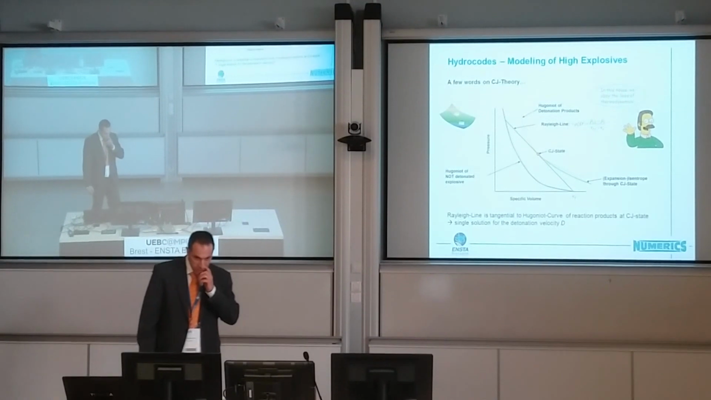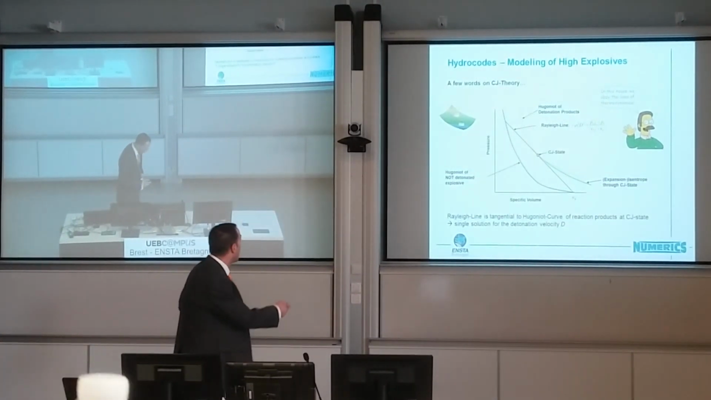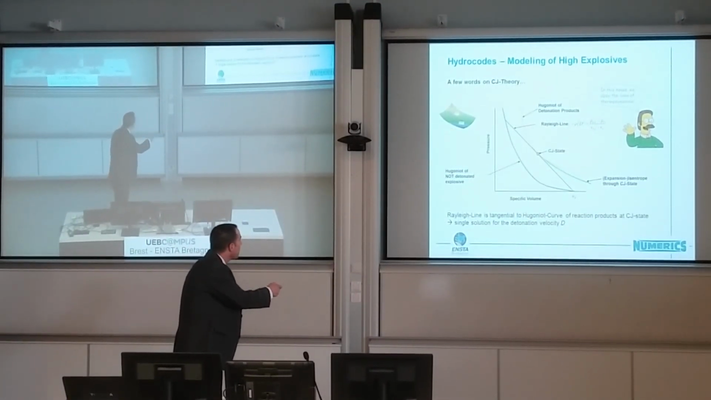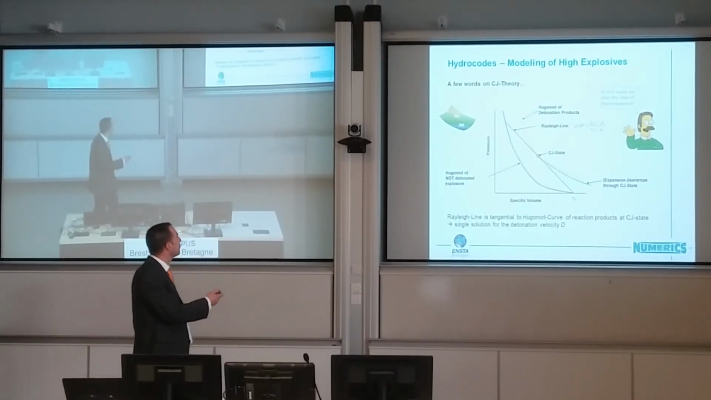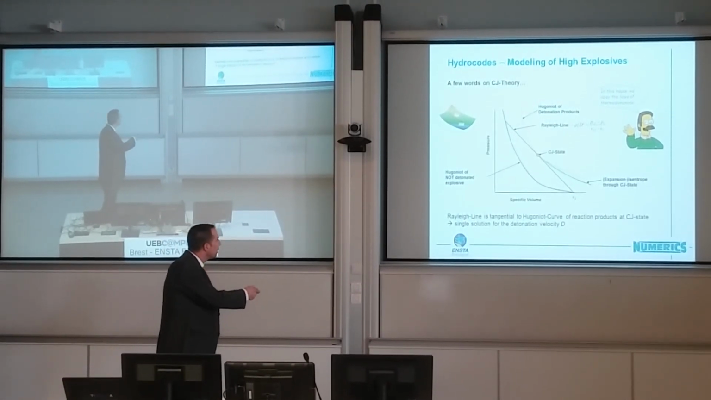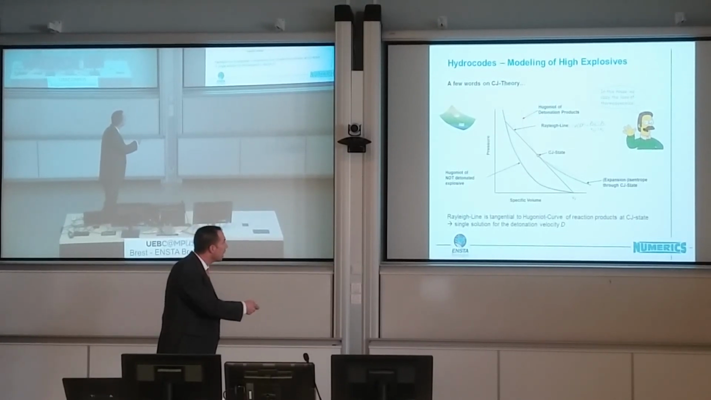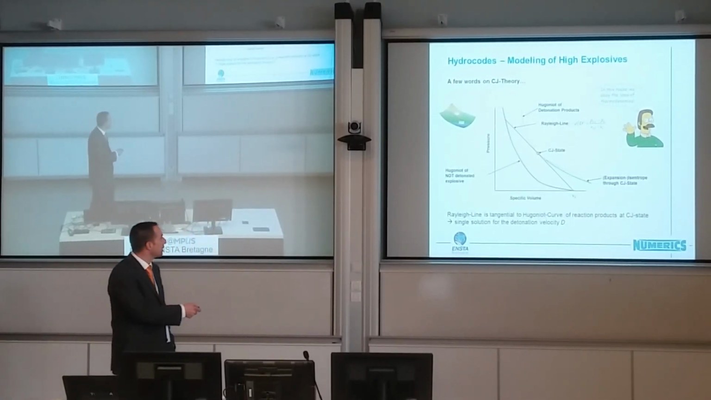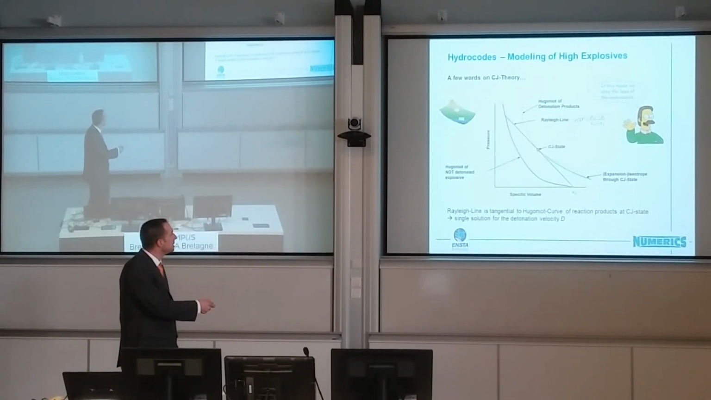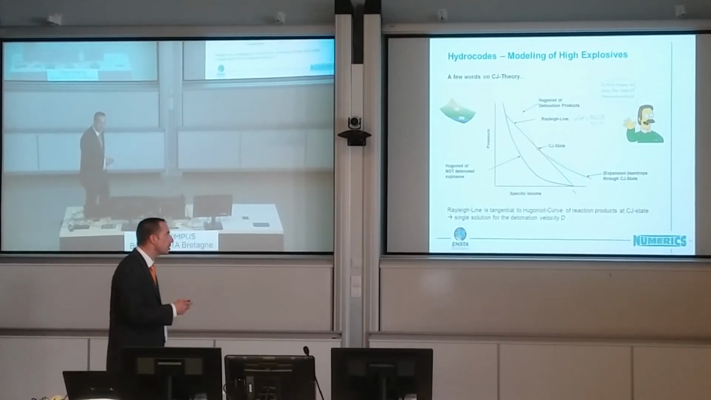So, a few words on CJ theory. We keep this in mind. We see the black line. This is actually the Hugoniot of the explosive, which is here, the blue line. And we start at V0, and we want to jump up to a certain pressure state on the solid Hugoniot of our explosive.